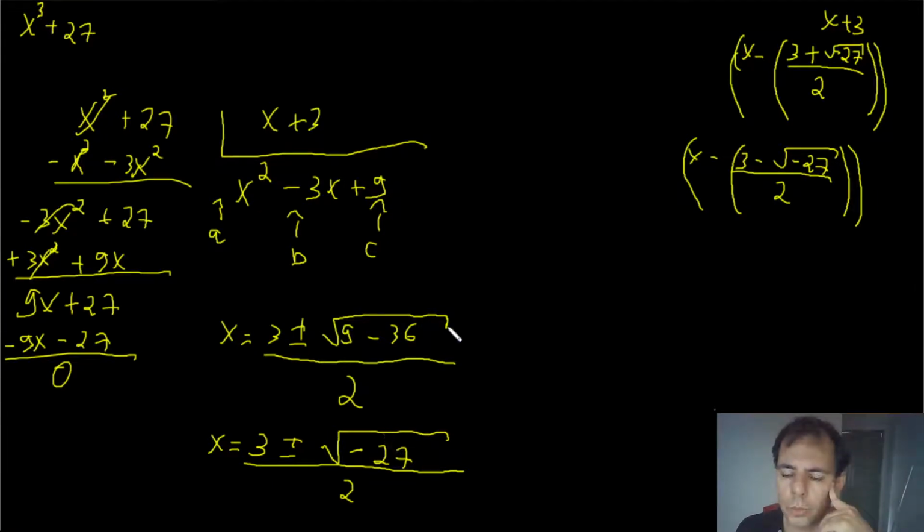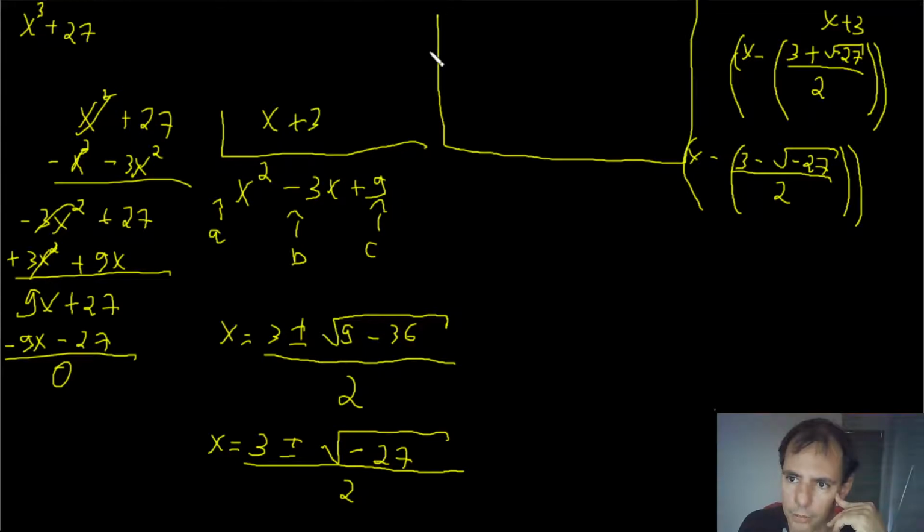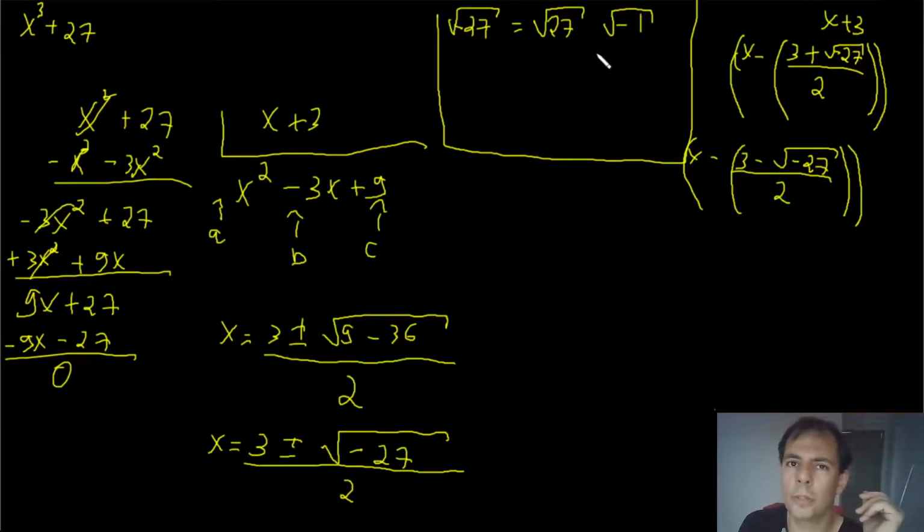So here's what we can do. For people that don't know complex numbers, I'm just going to make a little parenthesis here. So the square root of minus 27 equals the square root of 27 times the square root of minus 1. The square root of minus 1 equals i. We call that i, which stands for imaginary number.